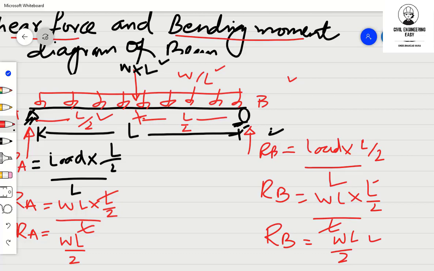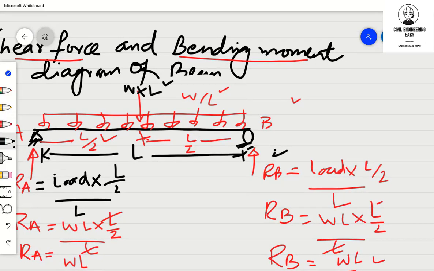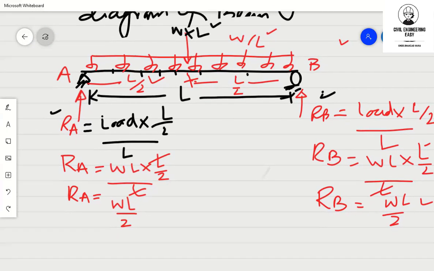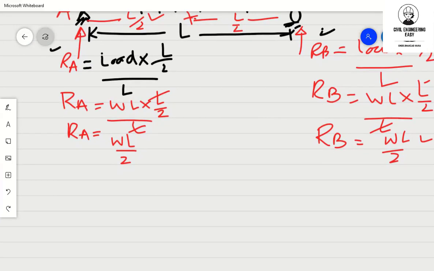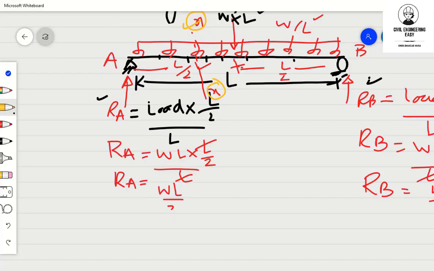After that, we will analyze the beam and we will find out the shear force and bending moment diagram. For that, we need to find out the shear force and bending moment at each and every point of the beam. We will just take a section, and after that we will analyze that section and find out the shear force and bending moment diagram. Cut the beam at section XX and redraw the beam again.